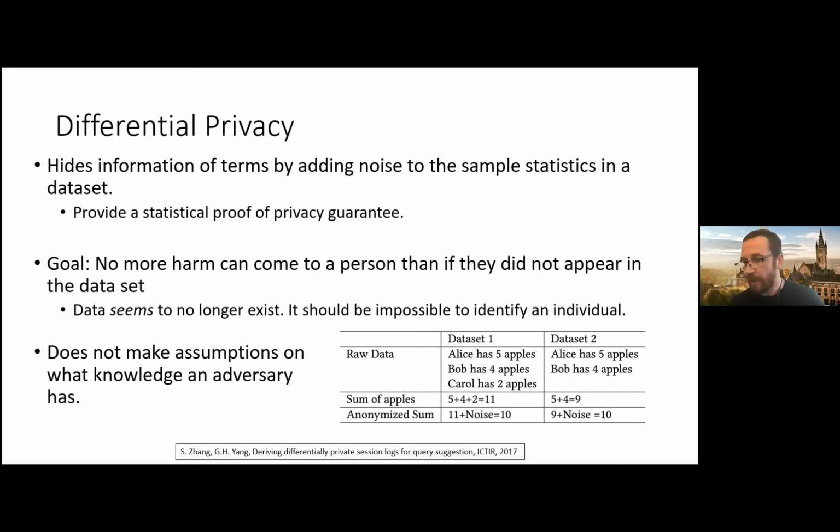So in the context of IR and how it's been used in this paper by Grace Yang and colleagues, they've actually changed the sample statistics on the query sessions. So instead of having to remove the tail end queries, they're just hiding the fact that these are tail end queries.